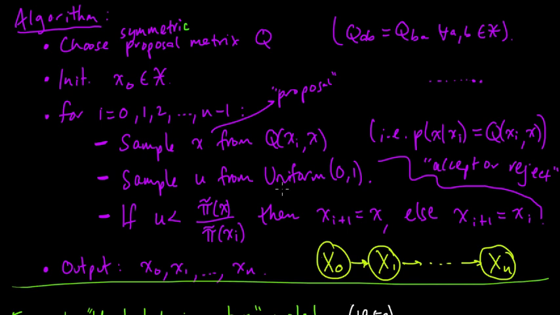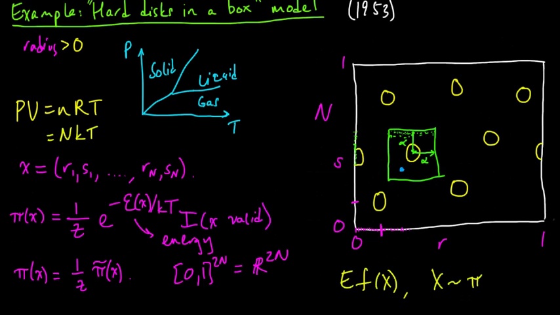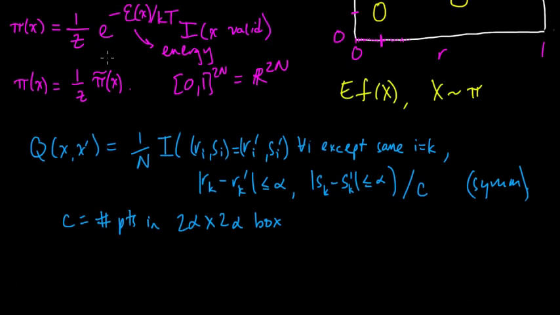So how do we do that? Well, first we sample a uniform 0, 1. And then we evaluate this ratio, pi tilde x over pi tilde xi. So maybe just to be concrete, let's write what pi tilde of x is. Pi tilde is e to the minus epsilon x over kT, times the indicator that x is valid.